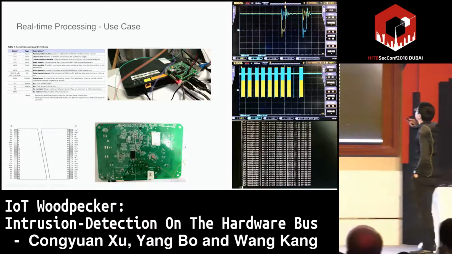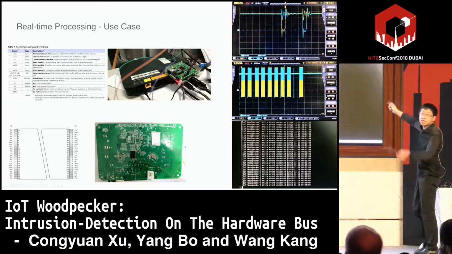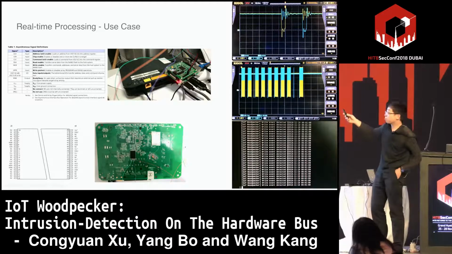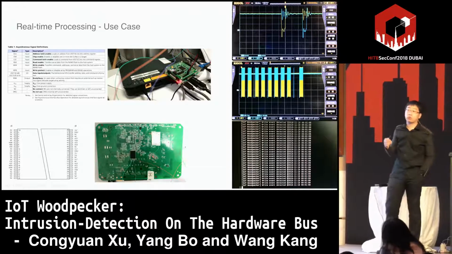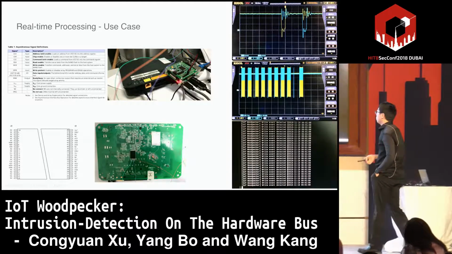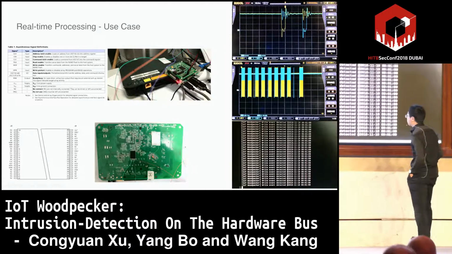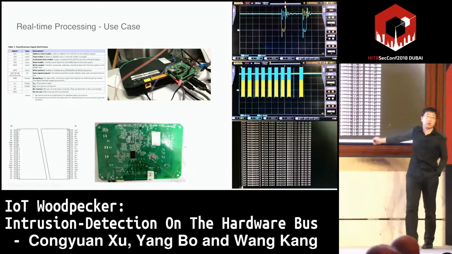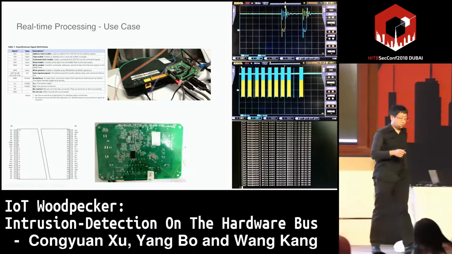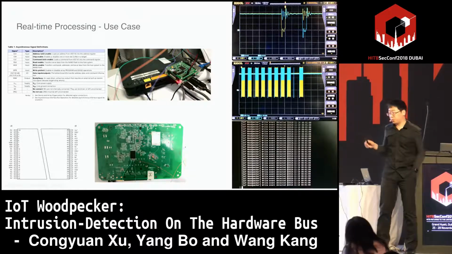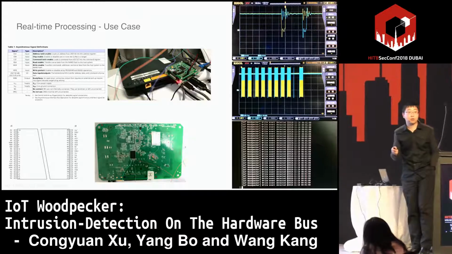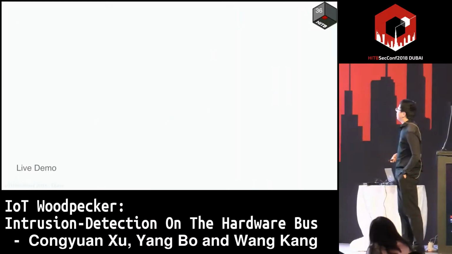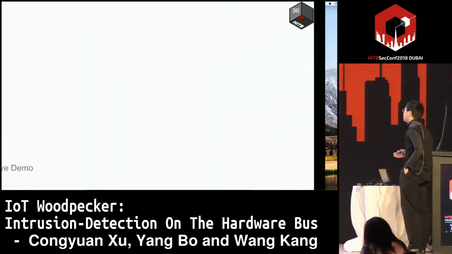And we can get several of these kinds of events. Each event will be reported to the Raspberry Pi, and the Raspberry Pi will record this event in the log. So if any suspicious event happens, we know something is going wrong. Okay, let's see the live demo.